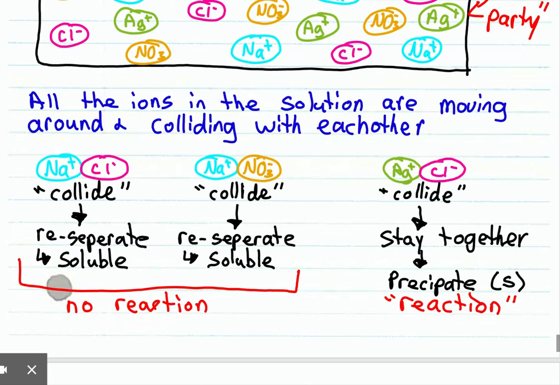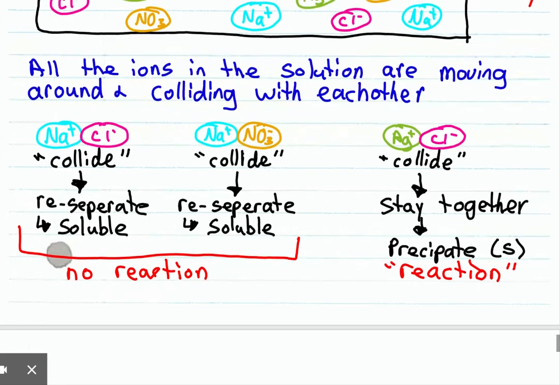Okay. Over here, the sodium and chlorine combine, but they don't have a reaction. The sodium and the nitrate collide, but they redissolve, so there is no reaction. But the silver and the chlorine collide. They stay together and they leave the ion party as a precipitate, causing a reaction. Okay, so just make sure you have that copied.